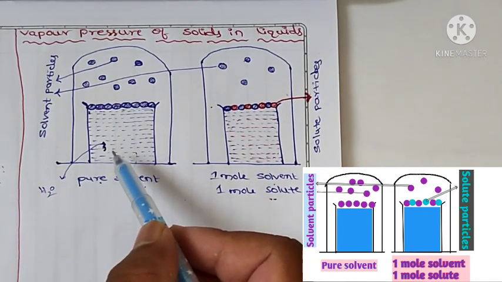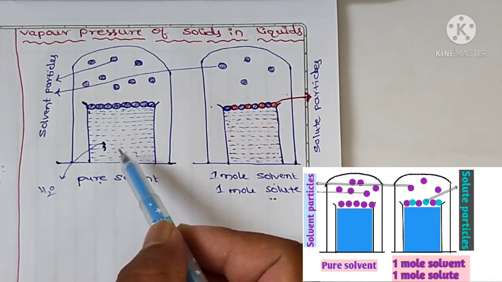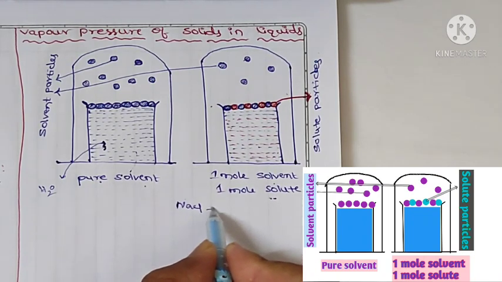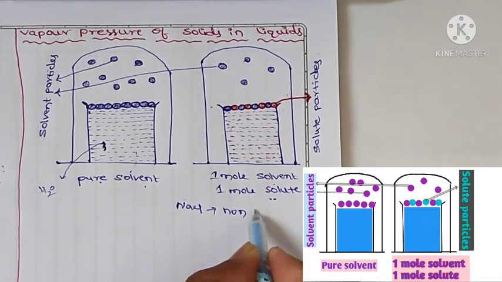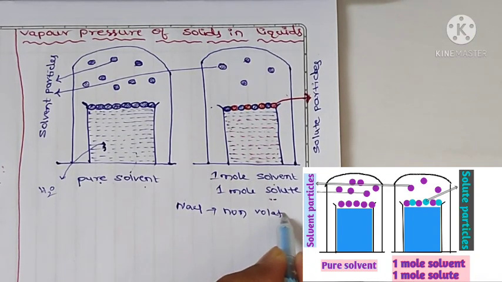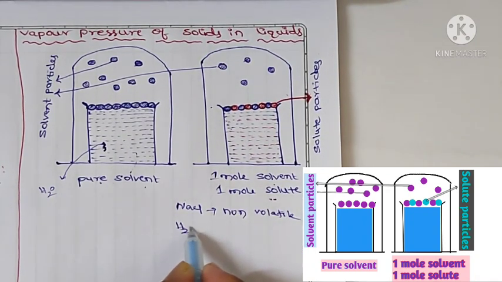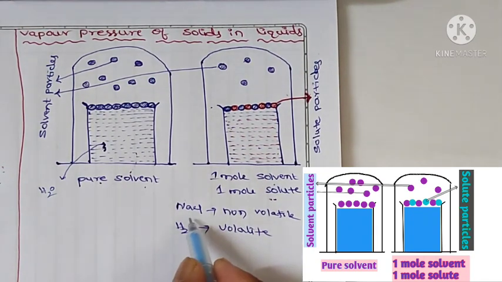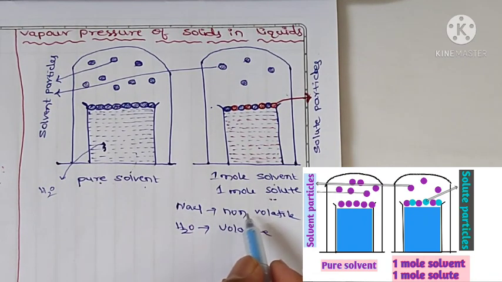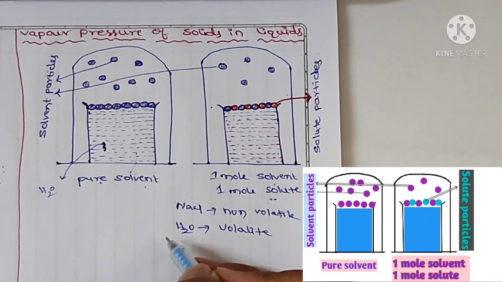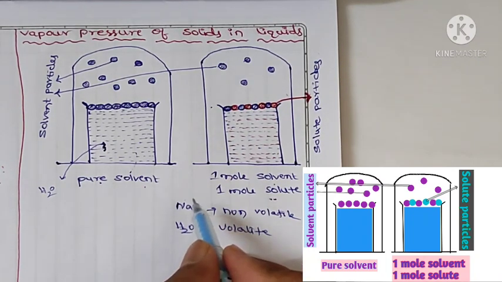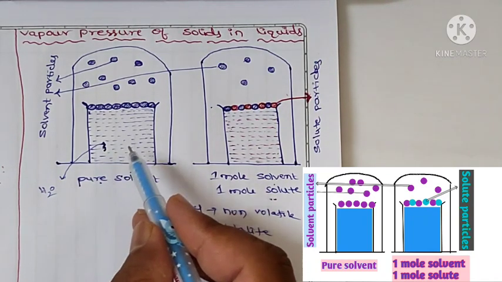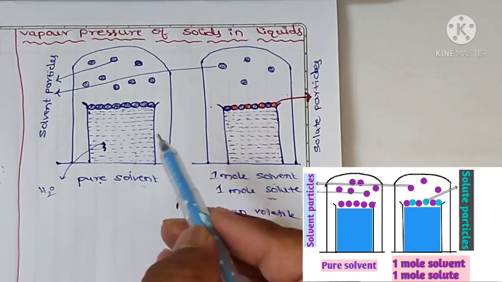And if I add one non-volatile solute, for example NaCl, NaCl is non-volatile, and H2O is volatile because it can evaporate, but NaCl cannot evaporate. So if I add a non-volatile solute, meaning NaCl is added to a solvent, then the vapor pressure of the solution is only from the solvent.